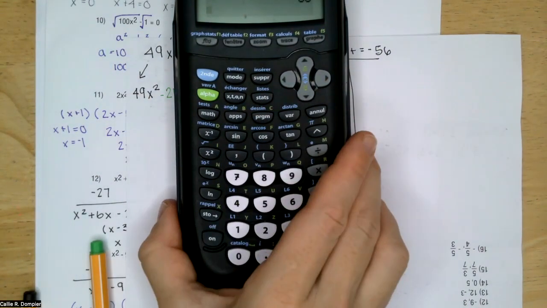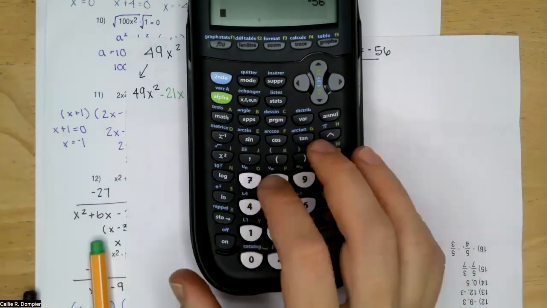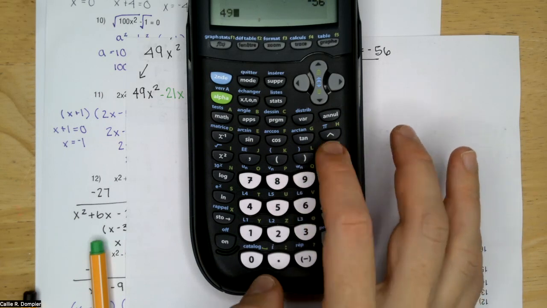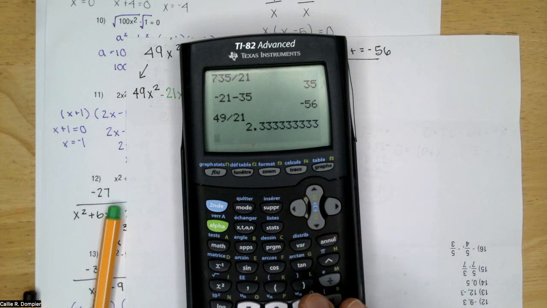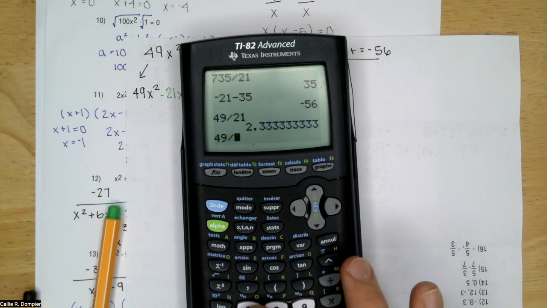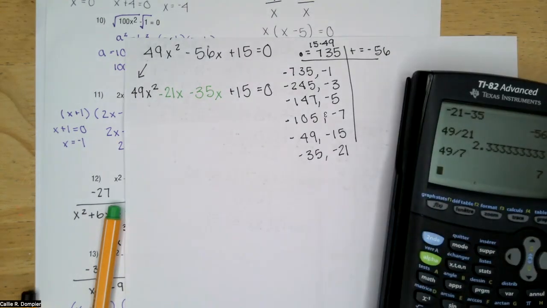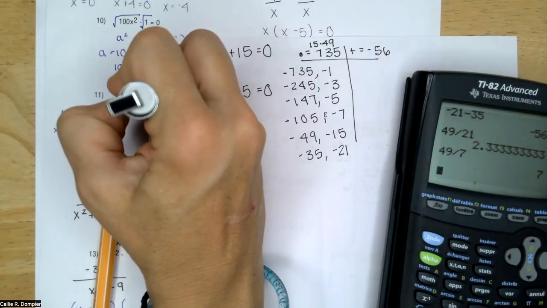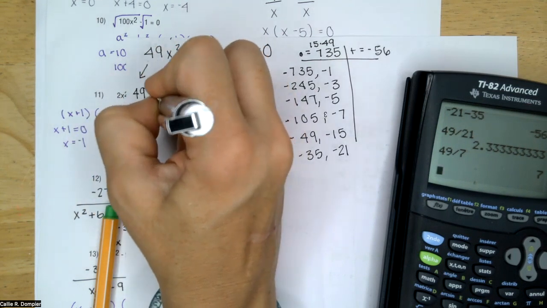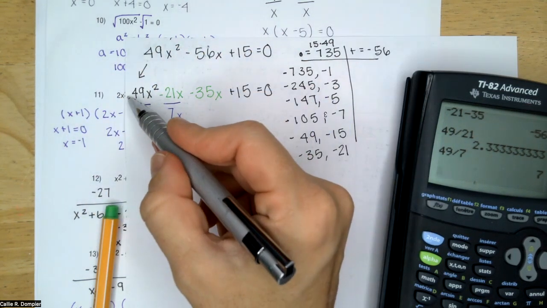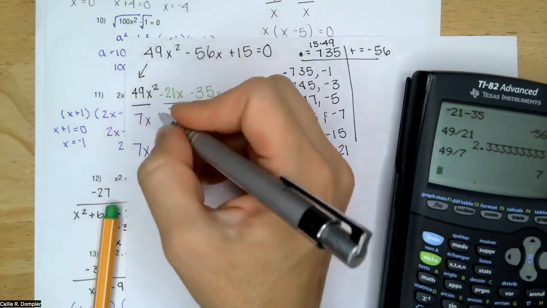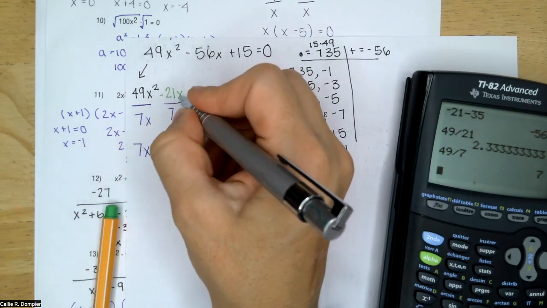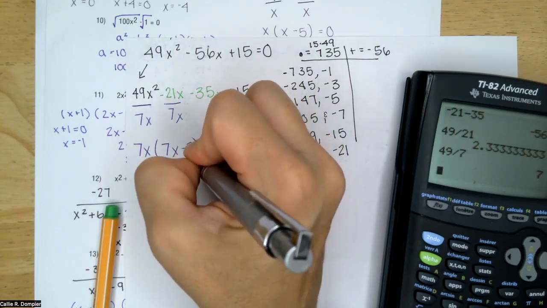So we have 49x squared minus 21x. Can 49 be divided by 21? No. What is another factor of 21? 21 divided by 3 is 7, right? So 49 divided by 7 is 7. So I'm going to divide both of these by a positive 7x. Why did I decide positive? Because the leading term is positive, okay? So 49x squared divided by 7x is 7x. Negative 21x divided by 7x is a negative 3.